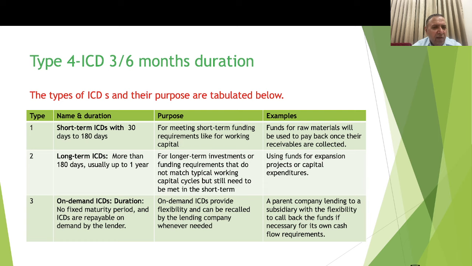Type 3 is on-demand ICDs, where there is no fixed maturity period, and ICDs are repayable on demand by the lender. So on-demand ICDs provide flexibility and can be recalled by the lending company whenever needed. An example is a parent company lending to a subsidiary company with the flexibility to call back the funds if necessary for its own cash requirements.